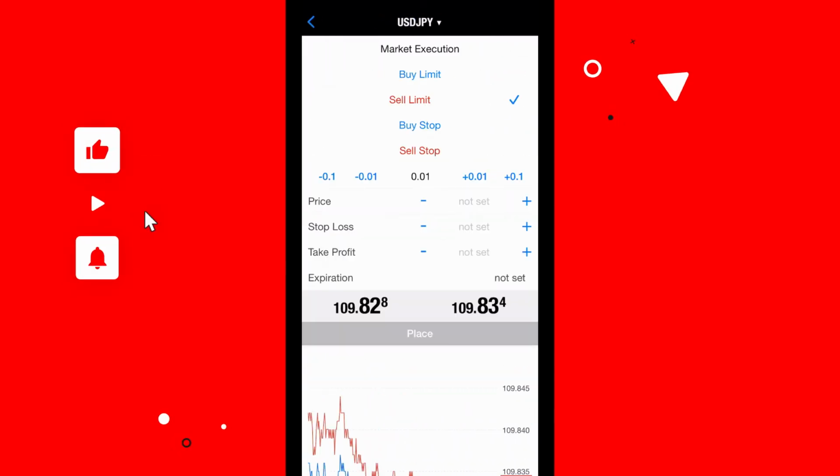Some of the other options you have: buy stop. Buy stop basically means, hey, you know what? It's already entered into a buy and I want you to enter me into another position above where it's currently at.